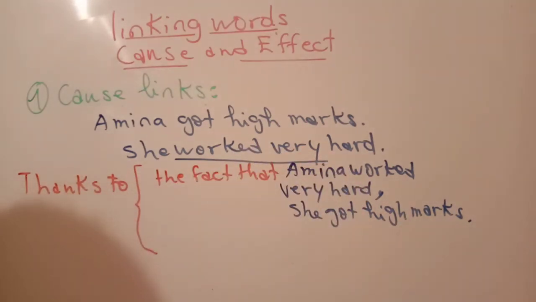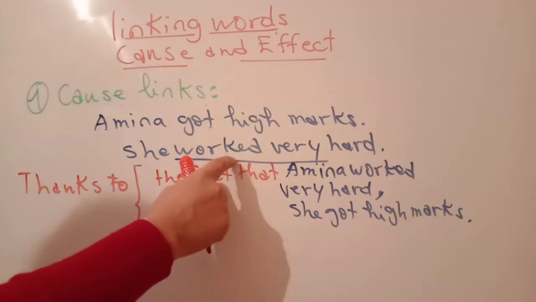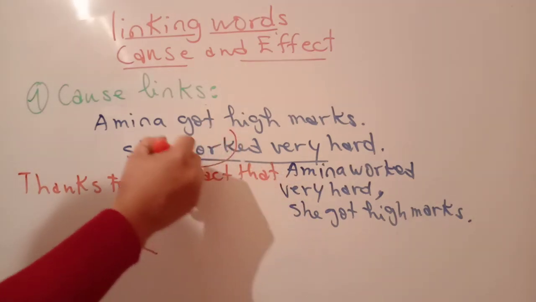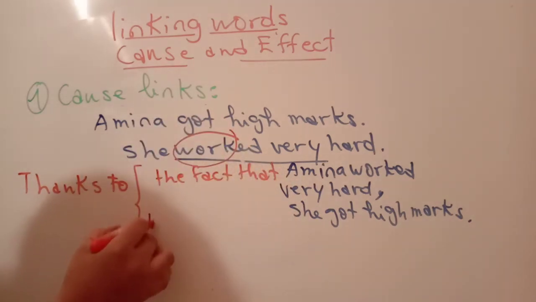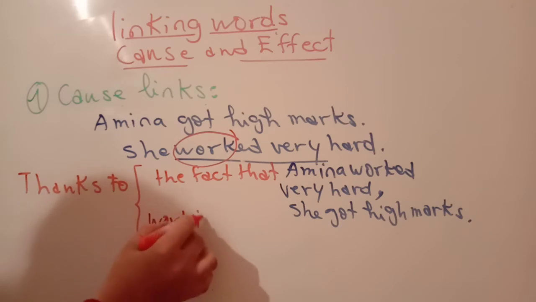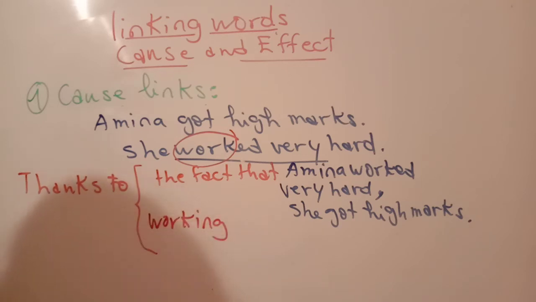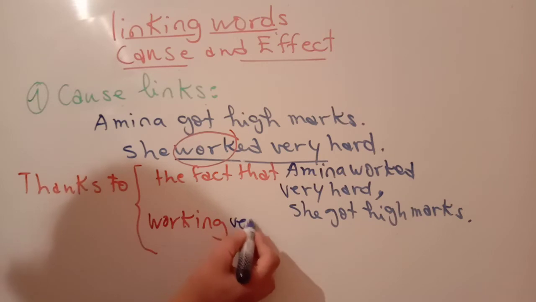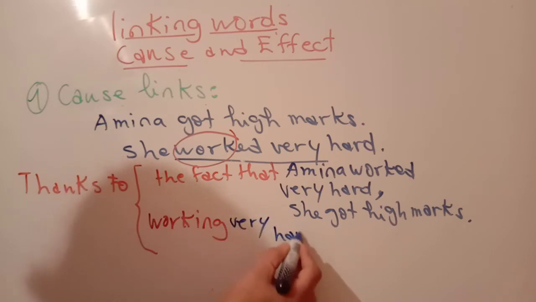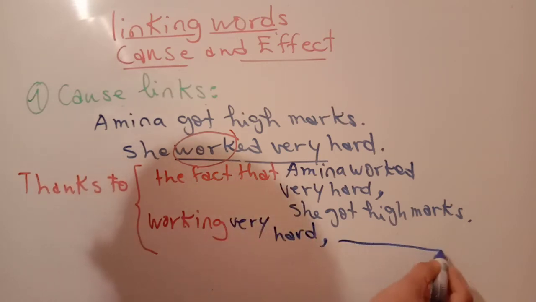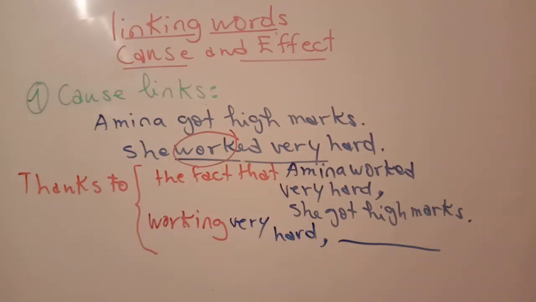We have another possibility, which is verb ing. Where is the verb in the cause sentence? It's worked here, it's in the simple past. I have to provide the infinitive, work. Then I add ing. So thanks to working very hard, comma, and then you write the effect sentence.